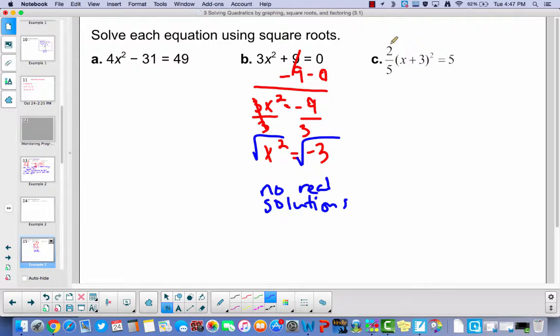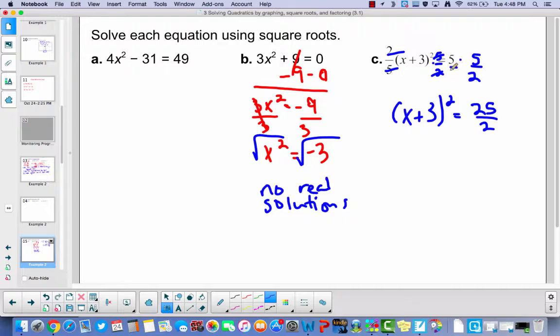So when we're doing this problem, go ahead and write this problem down in your notes. When we're doing this problem, we have to get rid of this squared before we can worry about what's inside the parentheses. So we have to move this 2/5 first. I can divide by 2/5, but dividing by a fraction is the same thing as multiplying by its reciprocal. So if I multiply this side by 5/2, I have to multiply this side by 5/2. My 5's are going to cancel, my 2's are going to cancel, and I'm left with x plus 3 squared equals 25/2.